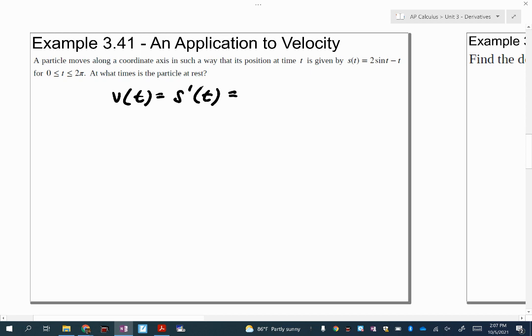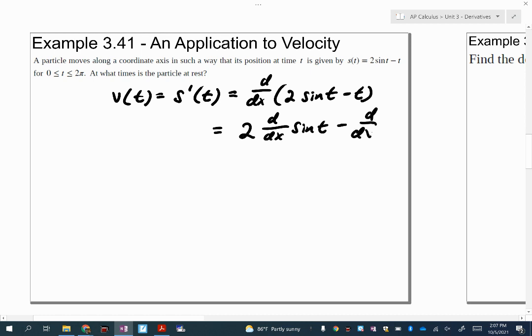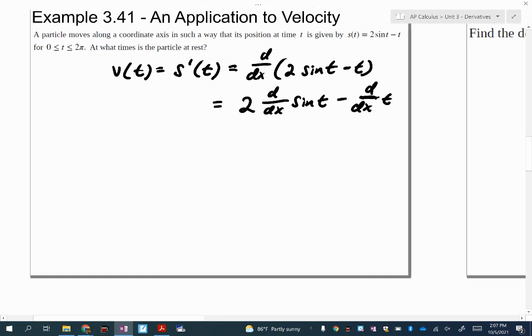So that means I'm going to do d dx of 2 sine t minus t. Show some work here. I'm going to move that 2 in front, so 2 times d dx of sine t minus d dx of t. We know the derivative of sine is cosine. So that's 2 cosine t, and the derivative of t is just going to be 1. All right, so this is the velocity function.